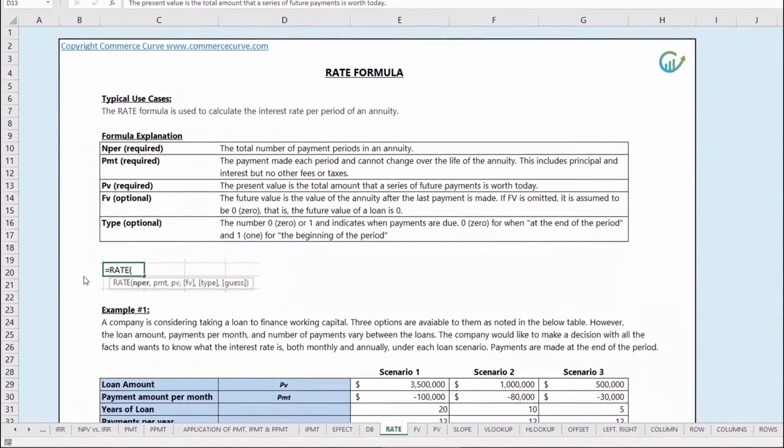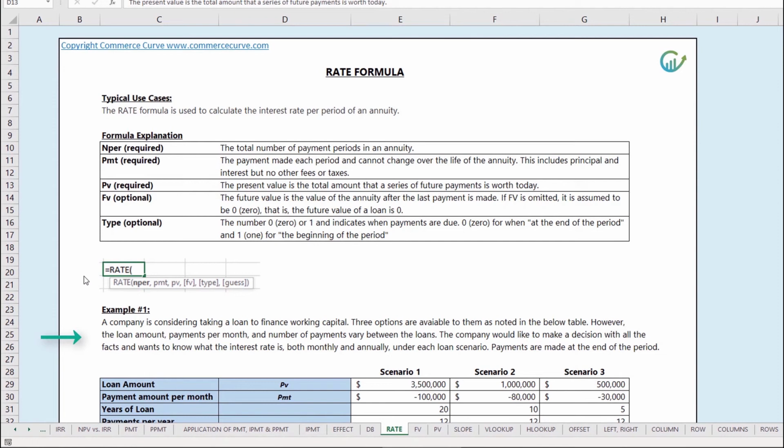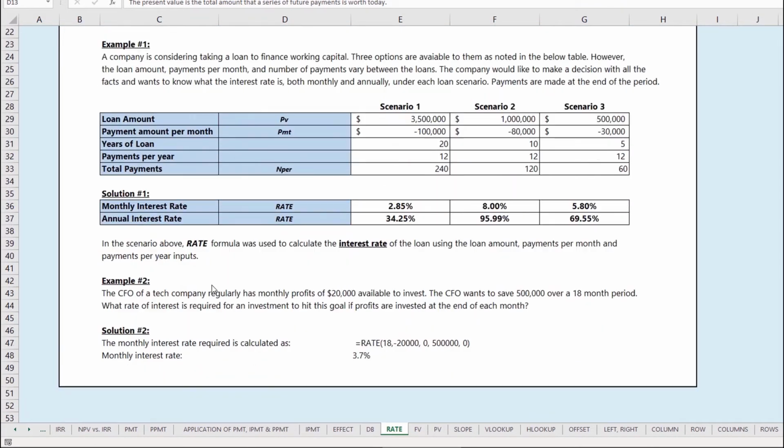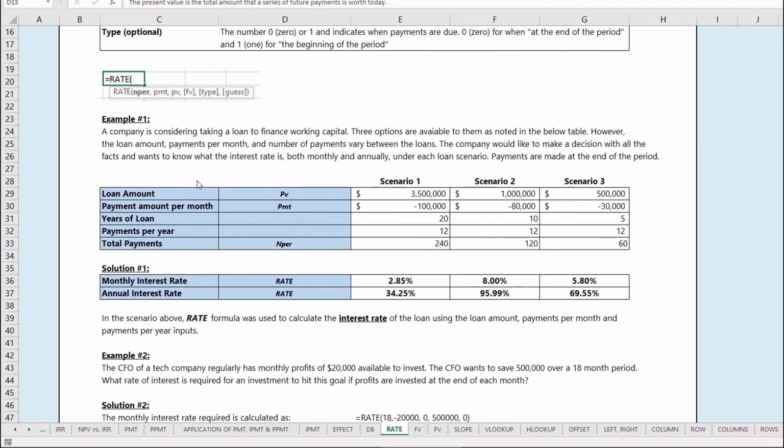In our example, we've got a company that's considering taking a loan to finance their working capital. 3 options are available to them as noted in the below table. So we've got options 1, 2, and 3, scenarios 1, 2, and 3. The amount of the loan, payment per month, and the number of payments vary between the 3 loans. The company would like to make a decision with all of the facts and wants to know what the interest rate is, both monthly and annually, under each loan scenario. We know that payments are made at the end of the period.